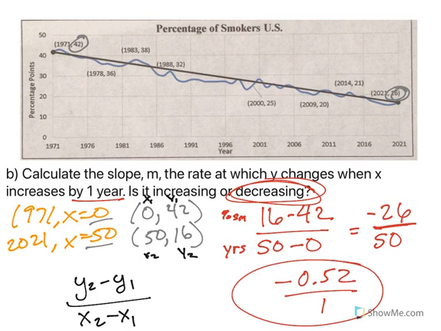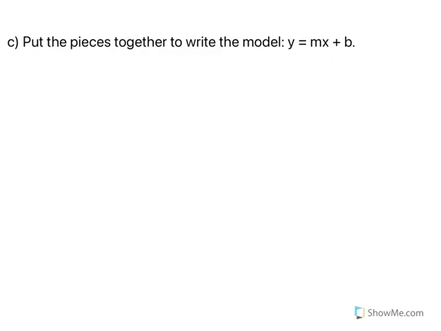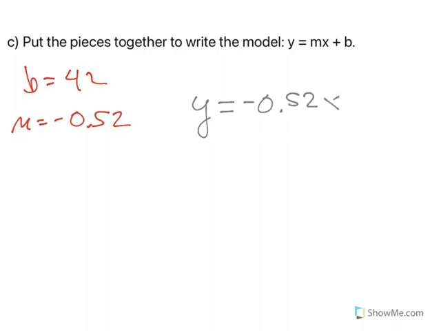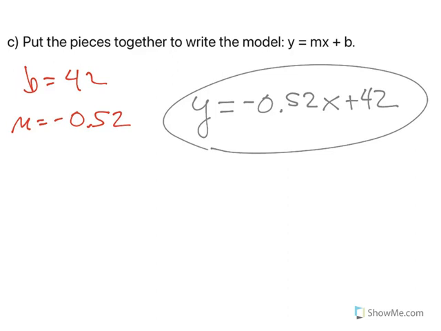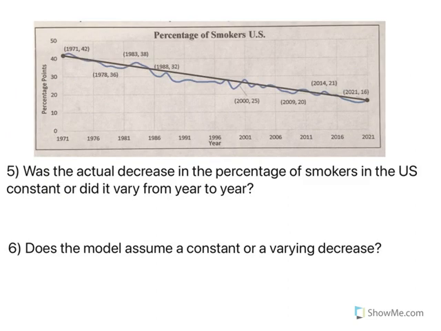That's what it means. All right, let's put those pieces together. So B is 42, M is negative 0.52, and that gives me Y equals negative 0.52X plus 42. And there is our model to talk about the decrease in percentage of smokers.